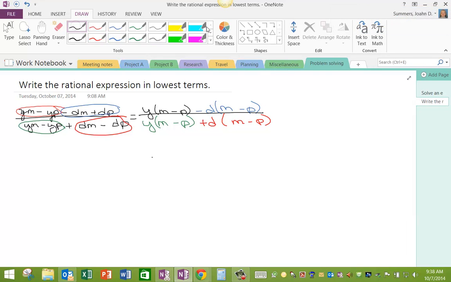Let's return to the numerator. And now look for a common term between, we only have two terms, y times m minus p and d times m minus p. So we have a common term of m minus p. So let's choose that common term, m minus p, and factor it out.